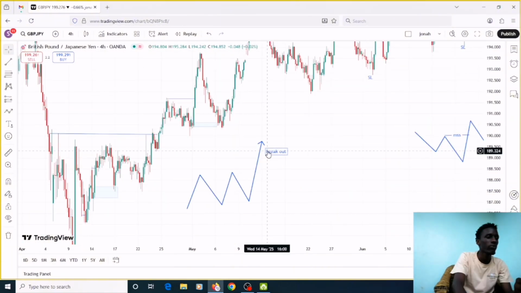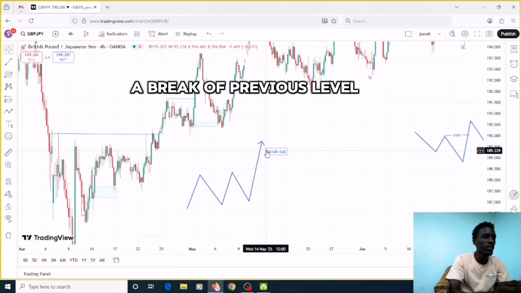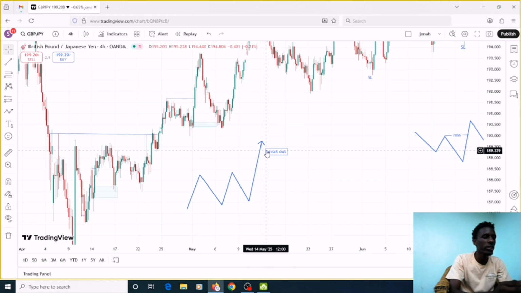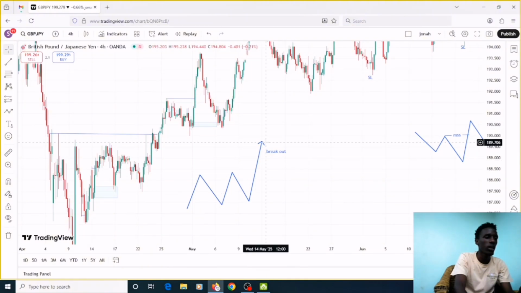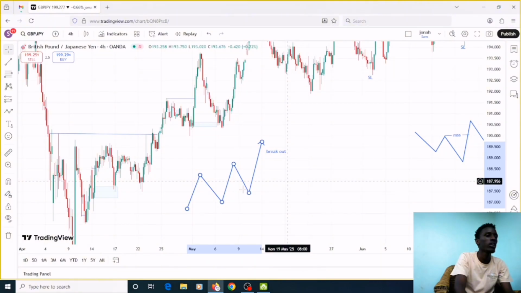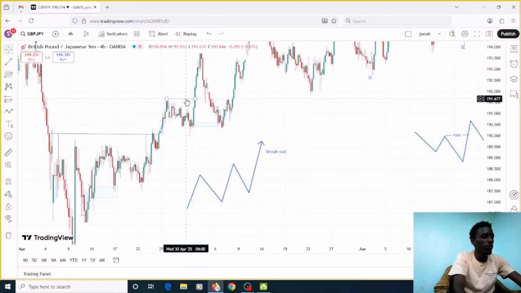Starting with a breakout, it is simply a break of a previous level. That's what I call a breakout. For example, if price was ranging and then suddenly breaks the previous level, this makes it a breakout. And if it was trending upwards, the bullish structure, each break that we see here as price is forming a new level is what I call a breakout. As price breaks above the previous structure, it forms what I call a breakout.